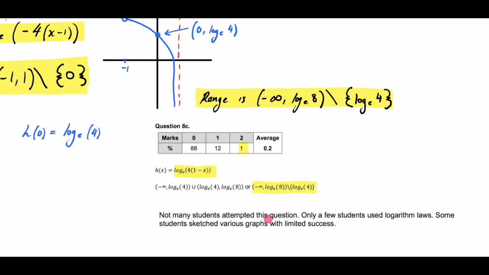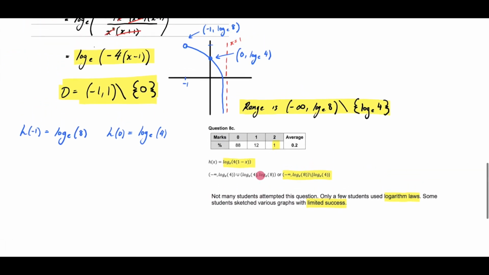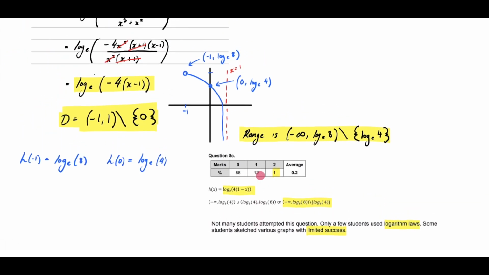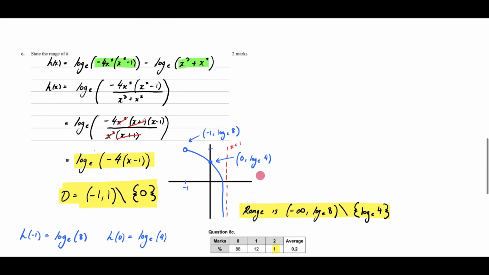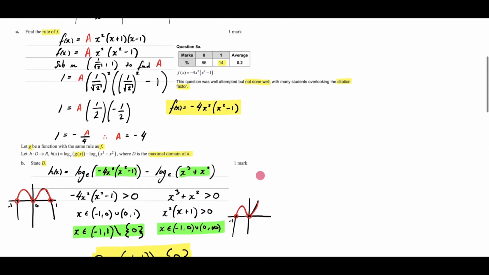Not many students attempted this question. Only a few students used logarithm laws, and some students sketched various graphs with limited success. So a tricky question, only 1%. And that's really because it kind of compounded each time. If you didn't get the first question right, you couldn't do the second, you couldn't do the third. So that's why it was kind of a tricky question.